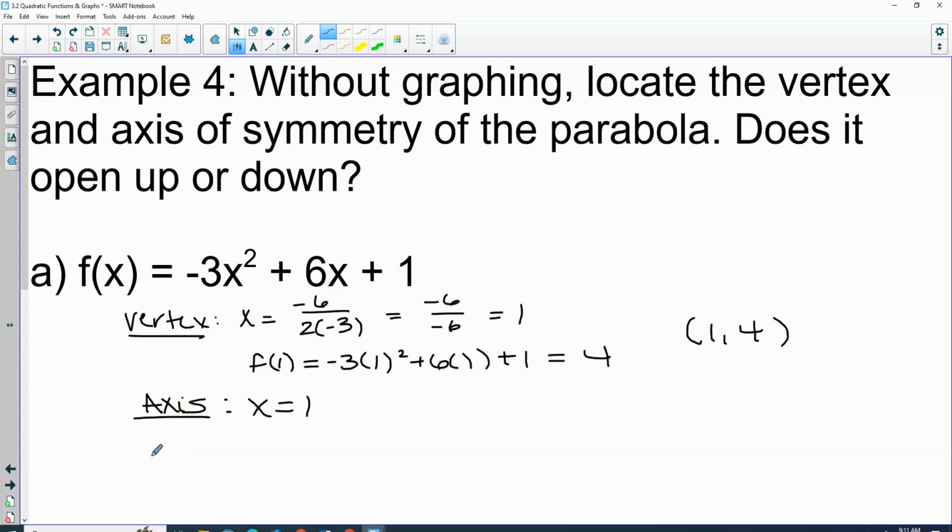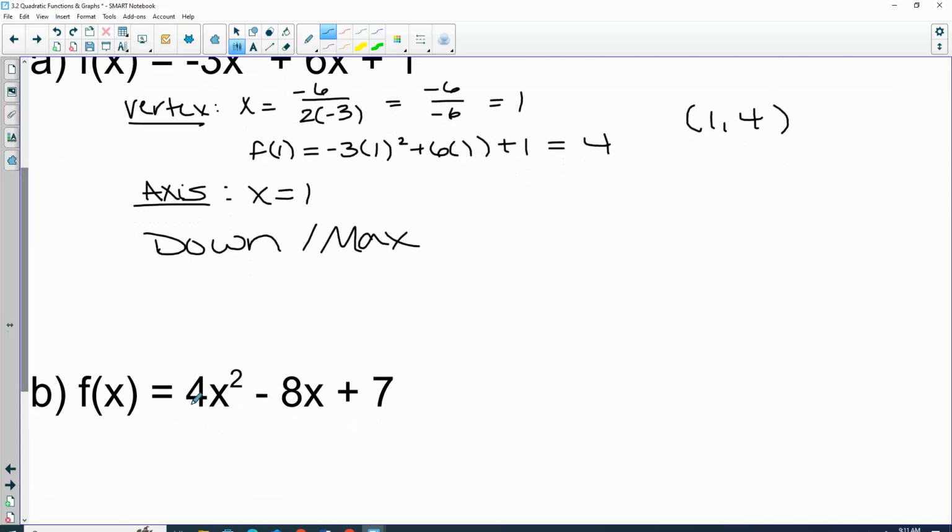Okay, can you tell me if this opens up or down? Down. So I didn't ask this, but does it have a maximum or a minimum point? Max. Okay, I'm going to change B from what I have on here. Let's say, instead of this equation, I gave you 2 times (x minus 5) squared plus 3.